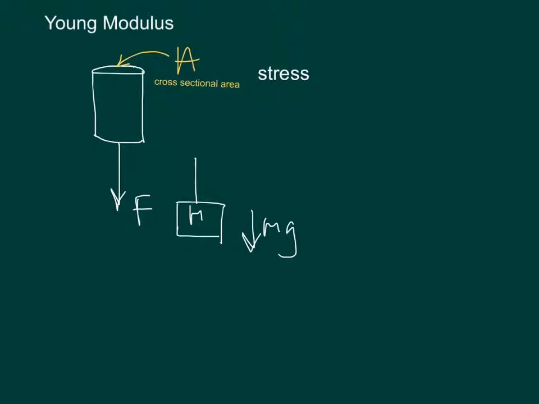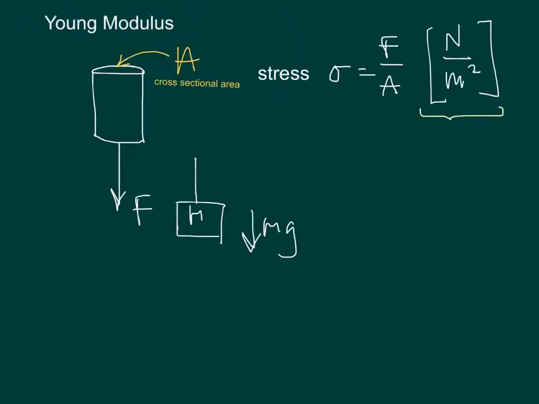Now the stress is given by sigma, that's the variable we use, and that's going to be denoted by force over that cross-sectional area. The units we use are going to be newtons over meters squared. And you should look at that and think, that looks familiar. That's just a Pascal. So stress is given in terms of pressure.